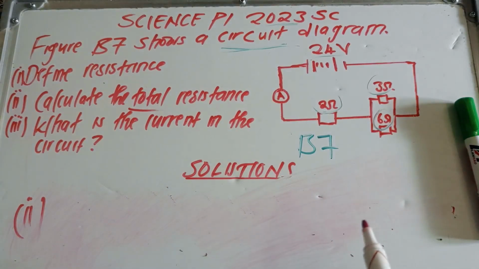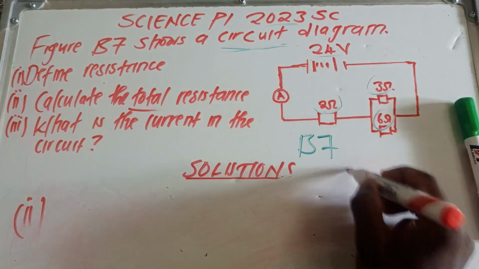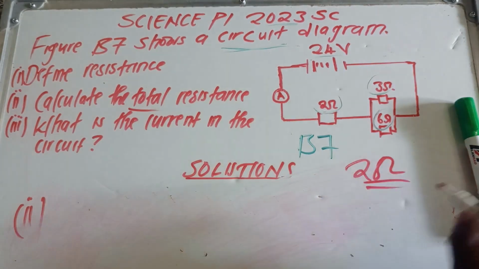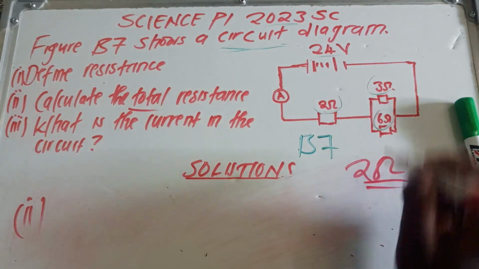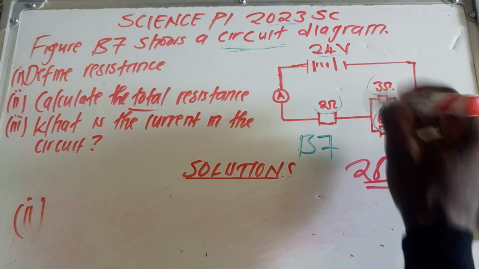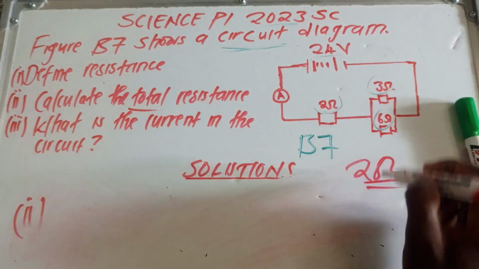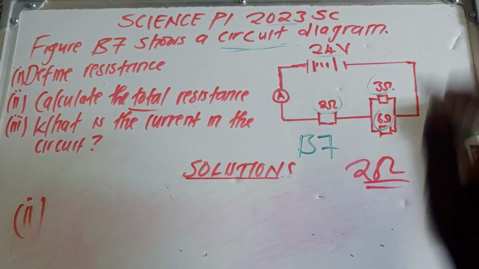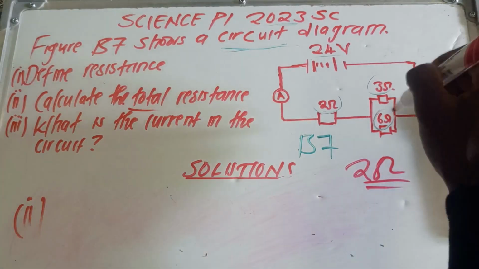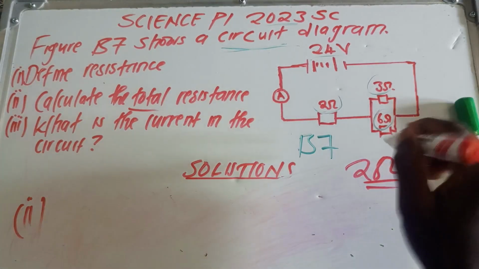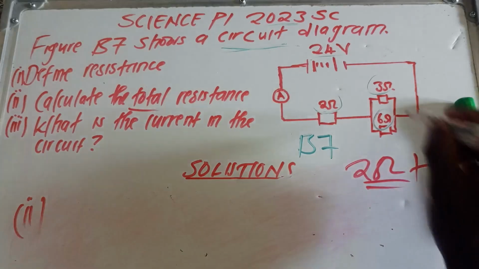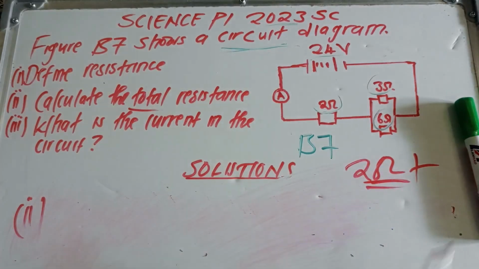So first and foremost, we have this 2 ohms resistance. Yes, we are going to keep it. And then, most importantly, first we need to combine these two resistances. After combining these two resistances, since they are in parallel, you are going to make them a single resistance in the circuit. That's when you can actually add them to this 2 ohms resistance.